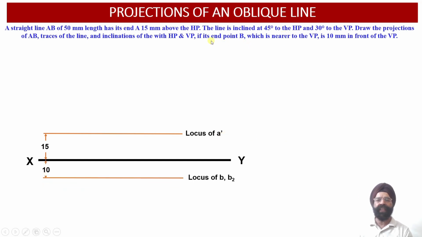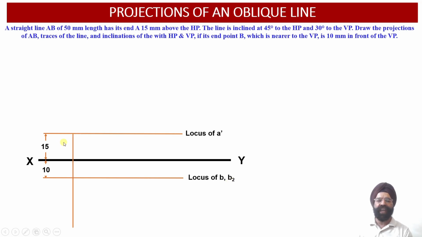Similarly, we have been provided with the information that the end B is lying closer to the vertical plane as compared to the end A. So it means that if end B is lying over here, end A in the top view will be lying at a greater distance, more than 10 millimeter, from the vertical plane. This distance of end B has been provided to us as 10 millimeter in front of the vertical plane. So we have marked a distance of 10 millimeter below the XY reference line, and once again we have obtained a horizontal projector line which is going to provide us with the locus of the points B and B2.